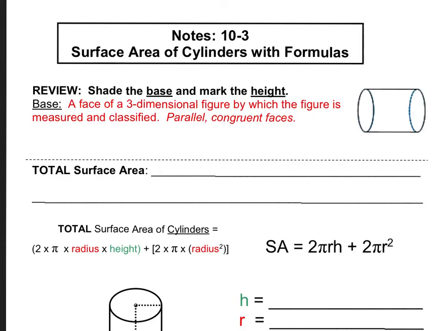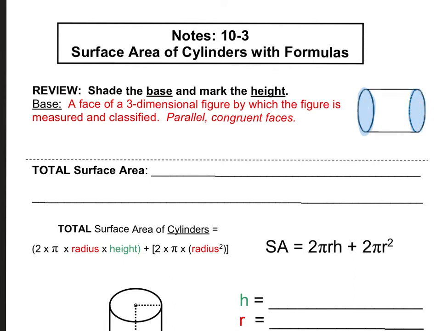Today we're going to talk about the surface area of cylinders using formulas. So real quick review, we're going to shade the base and mark the height. Remember that a base is the face of a three-dimensional figure by which the figure is measured and classified, and they are parallel and congruent. Well, in a cylinder, they're real easy to find because they are circles.